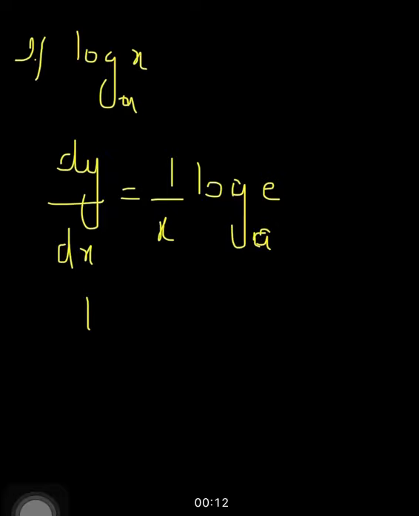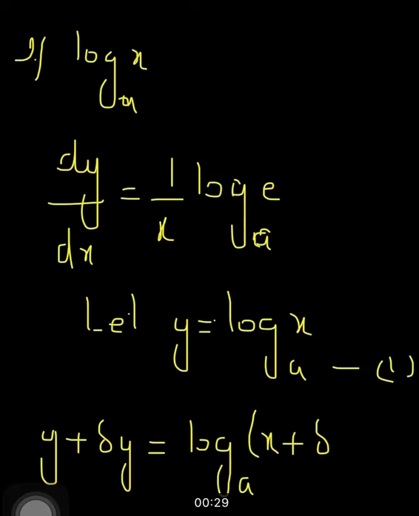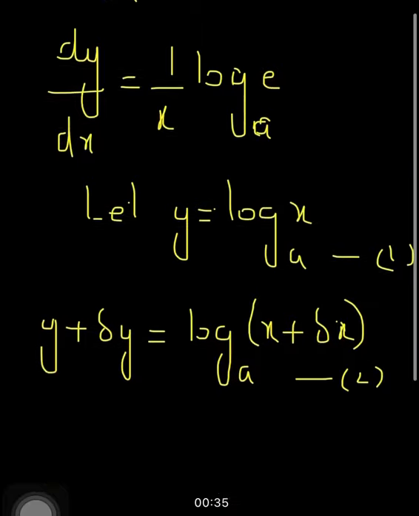So the first step is, let y be the function, and this function is basically y equals log base a of x. This is called step 1. Now I introduce the increment, y plus del y equals log base a of x plus del x. So this is equation 2.